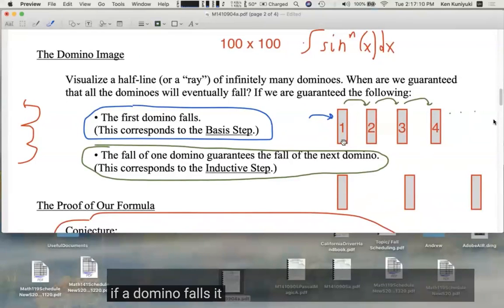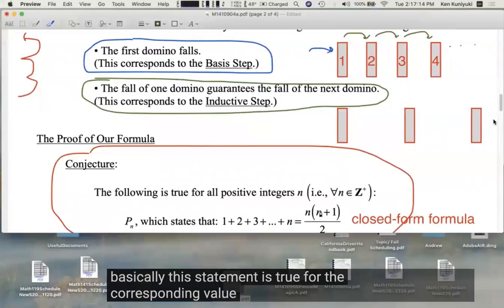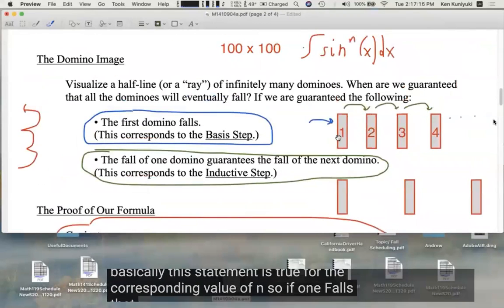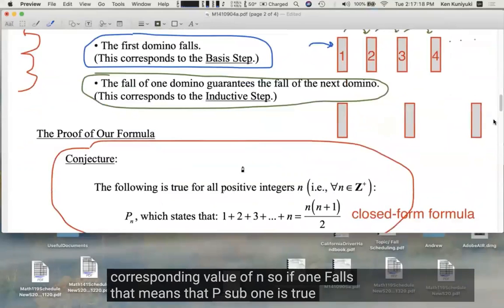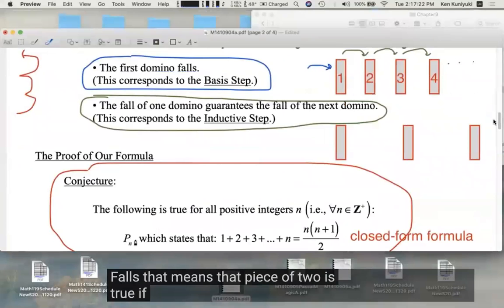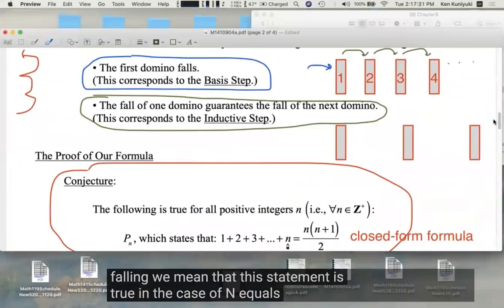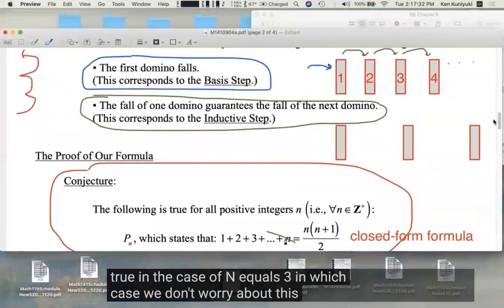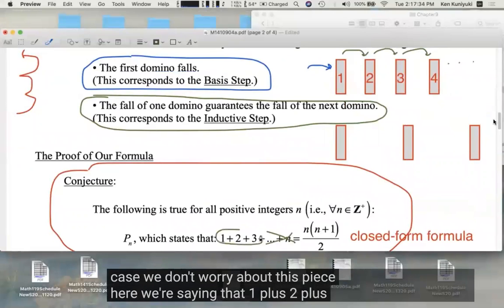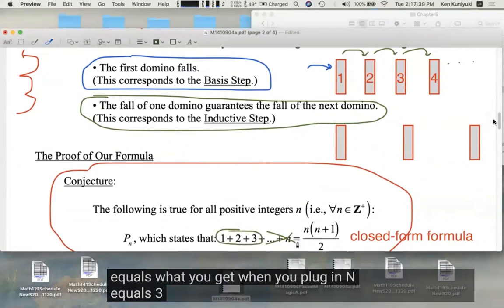If a domino falls, it means that this statement is true for the corresponding value of n. If one falls, that means P(1) is true. If two falls, P(2) is true. If three falls, P(3) is true, and so forth. By P(3) falling, we mean that this statement is true in the case of n equals 3, in which case we don't worry about this piece here. We're saying that 1 plus 2 plus 3 equals what you get when you plug in n equals 3.